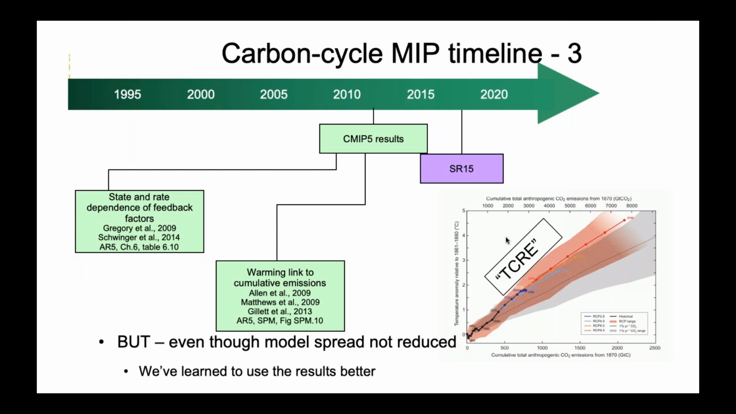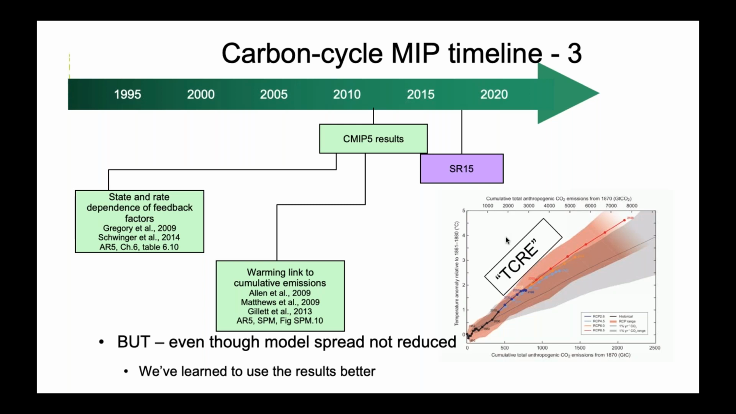But I think what we found was that even though the model spread wasn't reduced, we'd learned by that stage to use the results better. So we were understanding that there was a state dependence and a rate dependence of the feedback factors. So you can't transfer the feedback terms from a fast to a slow scenario or vice versa. You can't take a paleoclimate proxy, for example, and apply those numbers to a future projection.